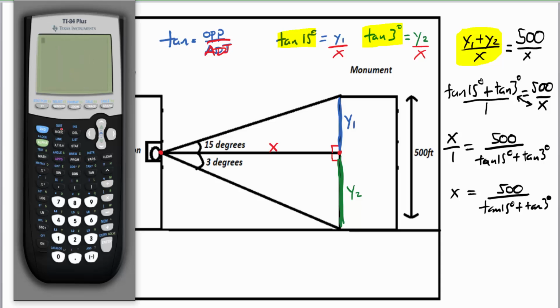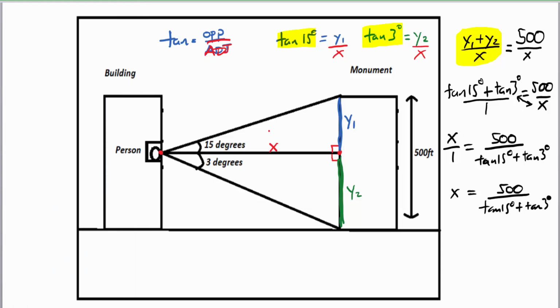So I go to second mode to quit to a clear screen, and I'm going to take my height, I'm going to divide it by, and I'll put parentheses for good programming. You got to put the parentheses in here or else it's not going to work out. The tangent of 15 degrees, and close it off there, plus the tangent of 3 degrees, and put 2 parentheses at the end. And that gives me my answer. If I round that to the nearest whole number, it's 1,561 feet. That is how far away I am from the monument.